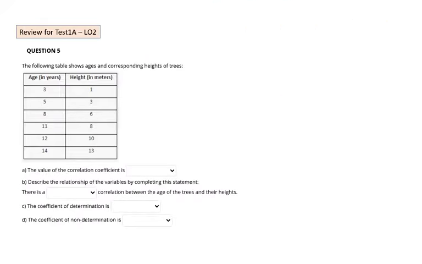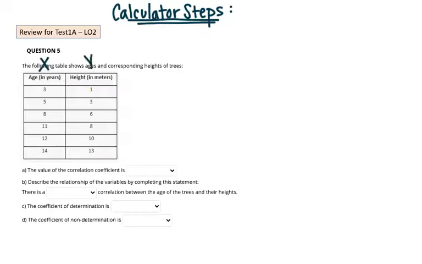Okay, so for this next question, the first thing I think when I see a table is I'm going to need to use my calculator. So I'm going to write the calculator steps whenever we're doing problems in LO2. The first thing you're always going to do when you see a table is make sure you know which variables are independent, which are dependent. I think age of a tree will affect the height.